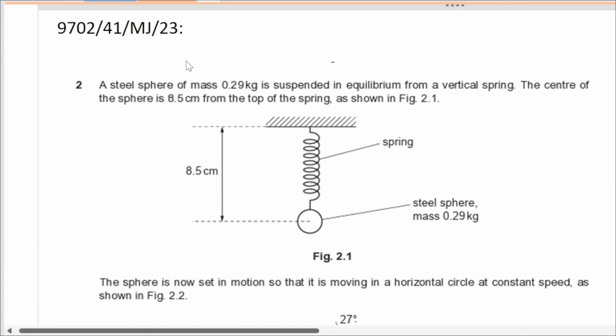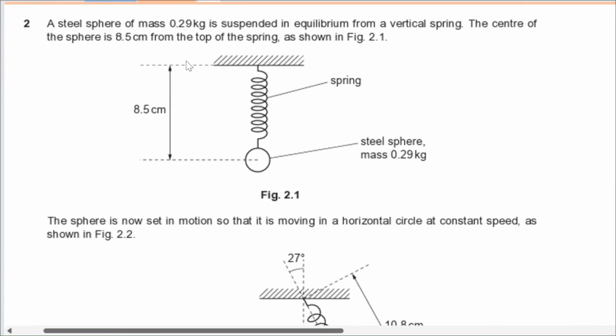This is from 2023 May June. It says that there is a steel sphere of mass 0.29 kg, and it's suspended in equilibrium from a vertical spring. So you have a sphere over here, and it's suspended by a spring. The center of the sphere is 8.5 centimeter from the top of the spring. So from here to here, it's 8.5 centimeter. And you are given the mass as well, which is 0.29 kg.